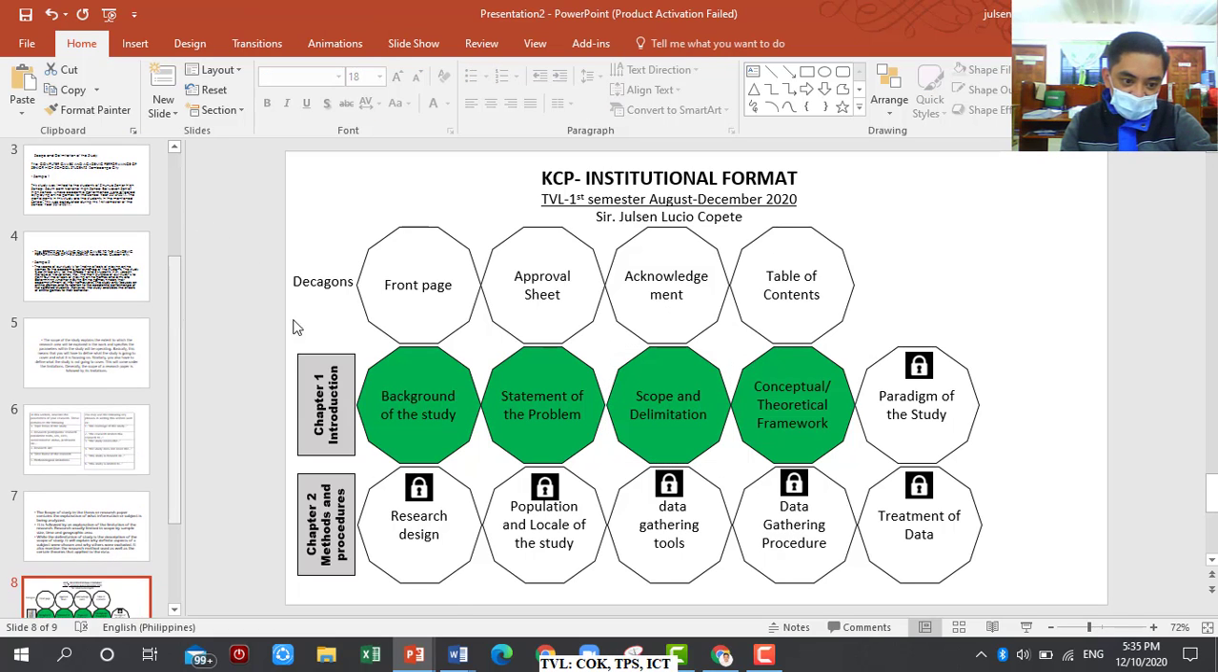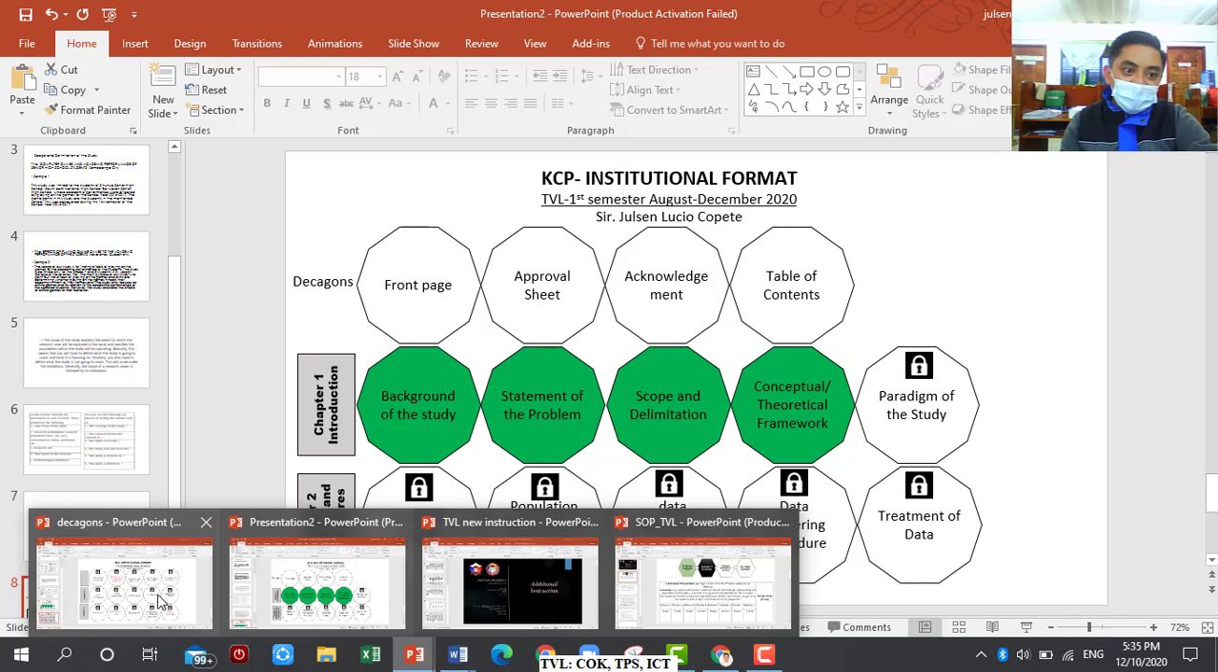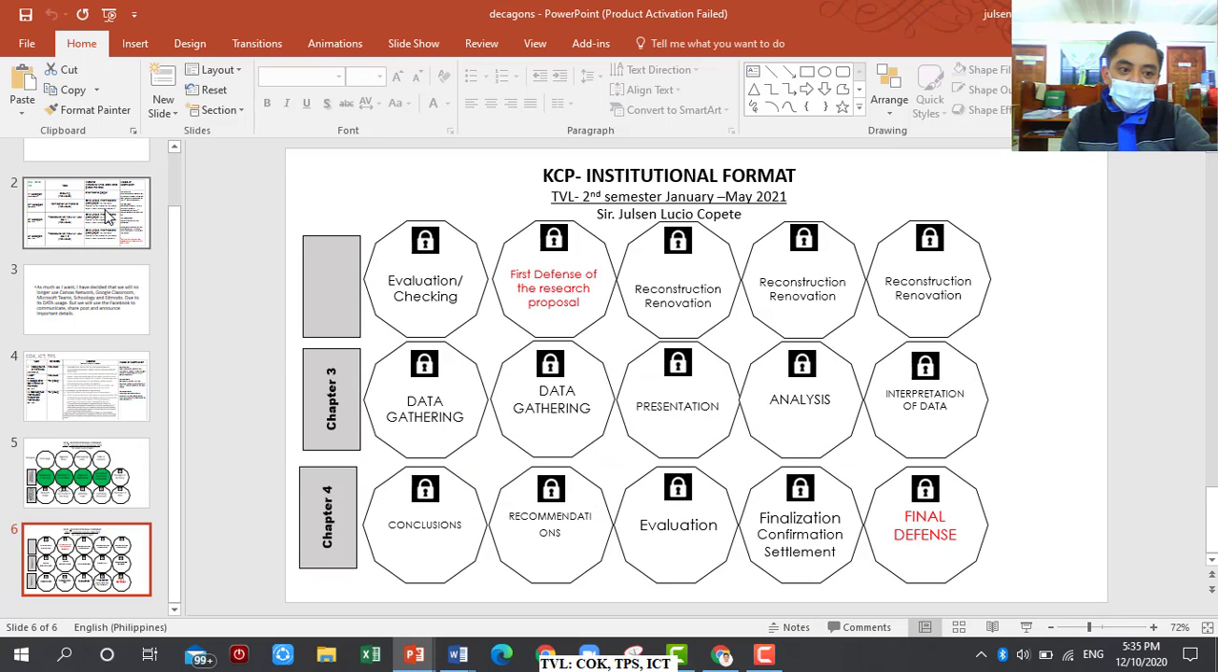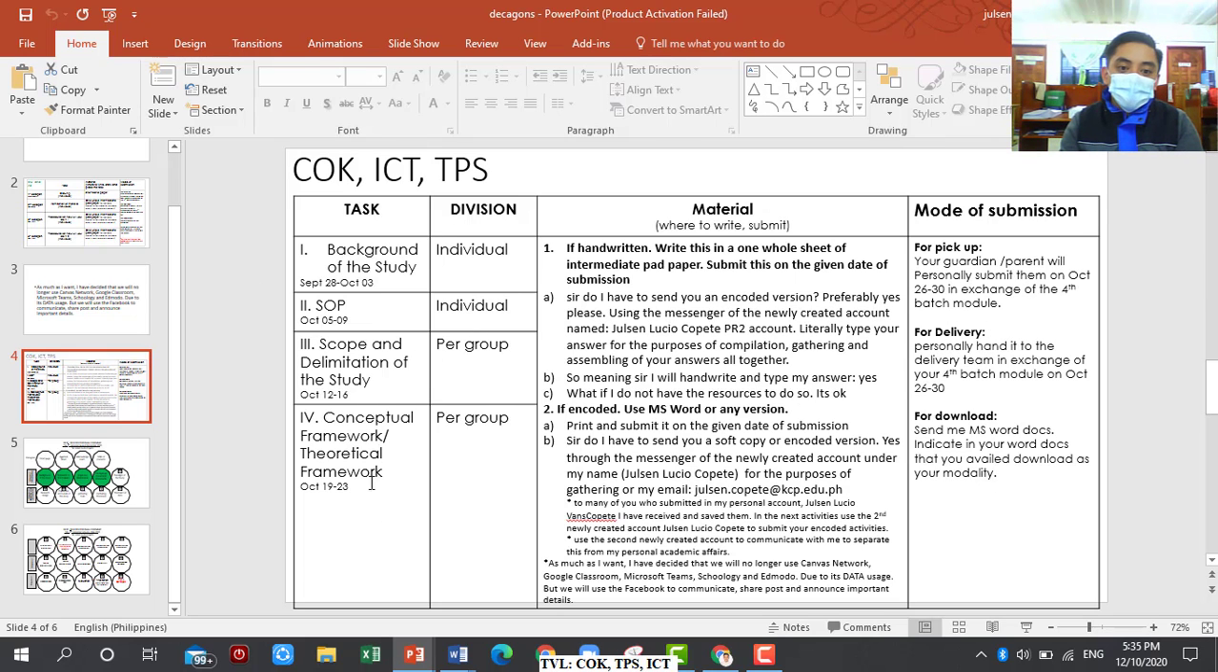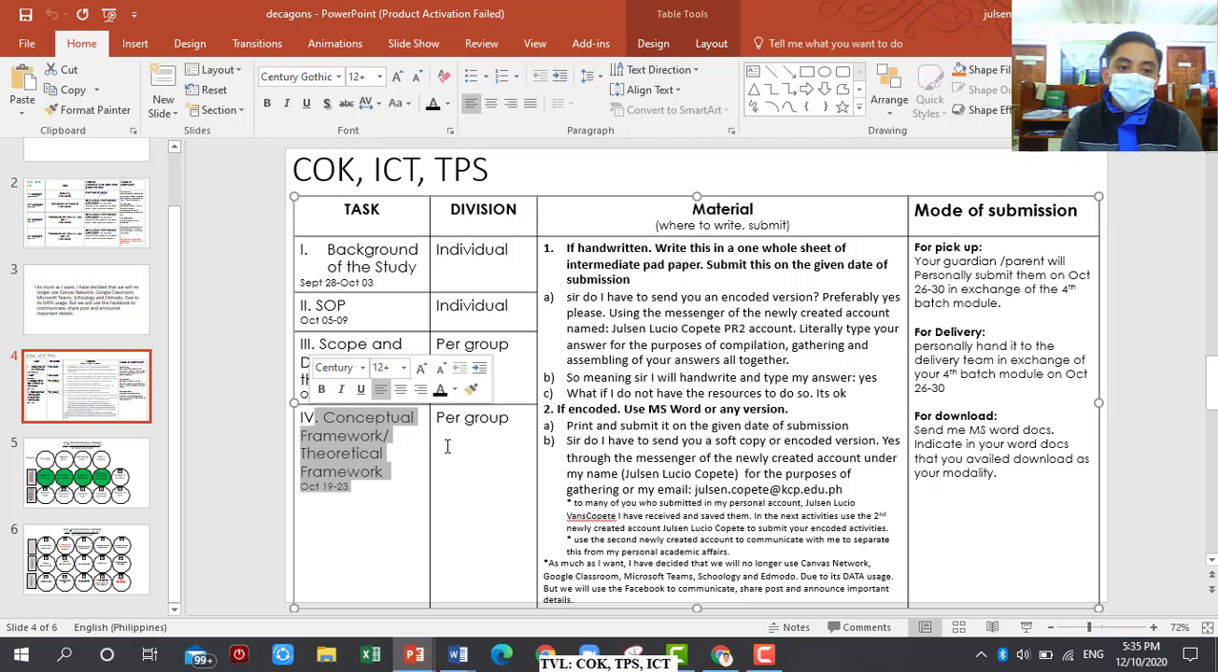Now, let's go back on the other presentation. Sir, what exactly is, are we going? Okay. Oh, this is, ayan. This one. Ito specifically, sabi ko, conceptual framework. Ito pala, scope. Scope and delimitation of the study, that is per group. So, gawa kayo ng scope and delimitation of the study ng buong title nyo. So, you will collaborate together.